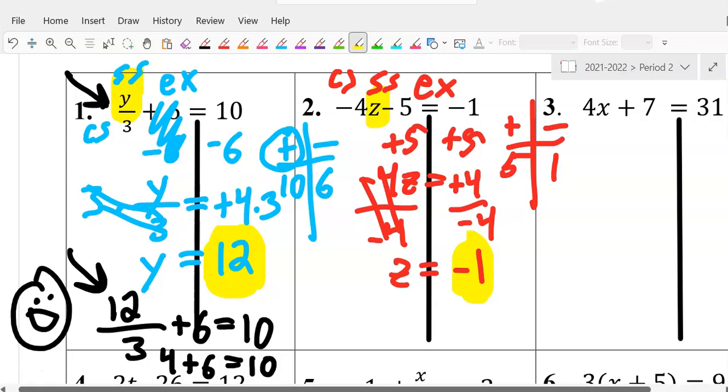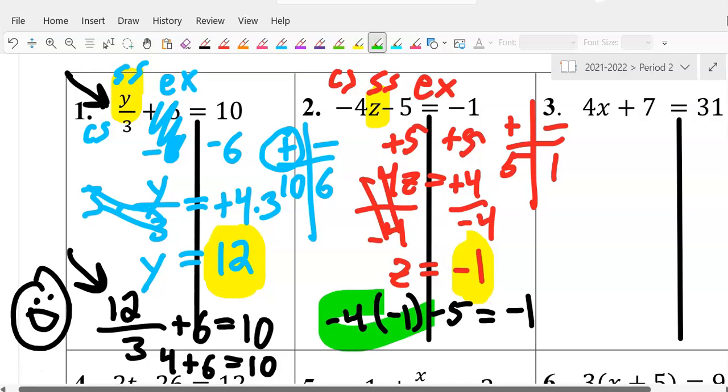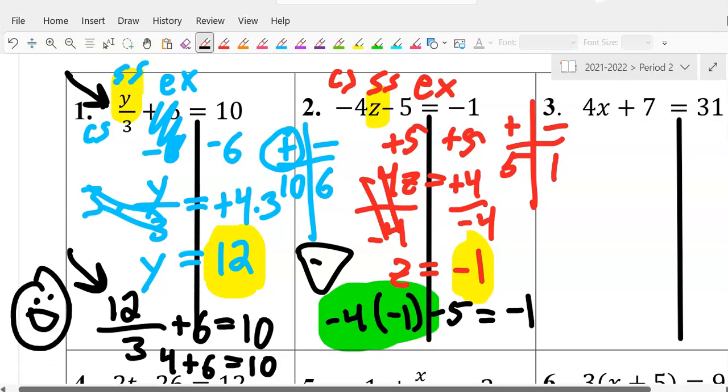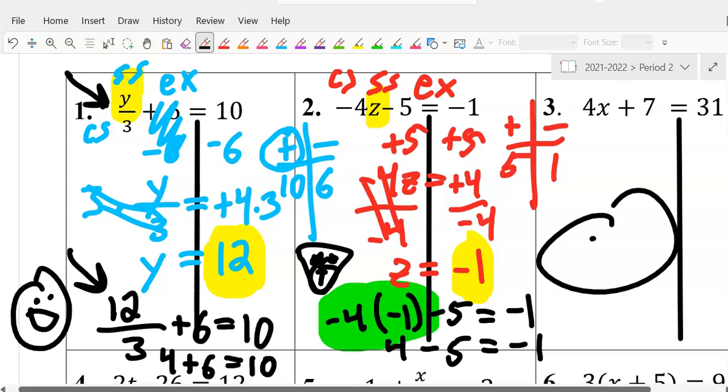Okay, good. So negative 4 times what? Negative 4 times negative 1, and negative 5 equals negative 1. Very good. Now we need to see if that's true. So what's negative times a negative here? Positive. Makes a positive for our Dorito man, right? So positive 4, negative 5, 4 good guys and 5 bad guys. Negative 1. Makes negative 1. So we did it!